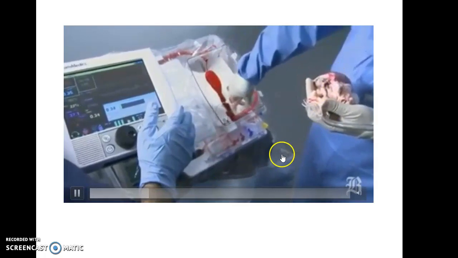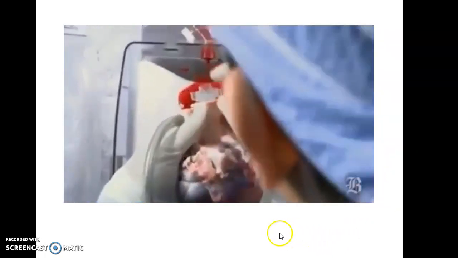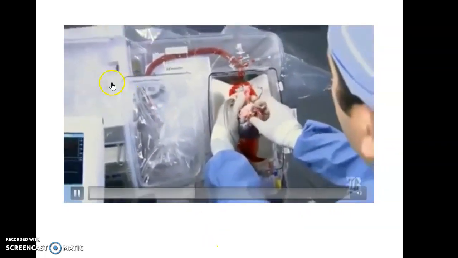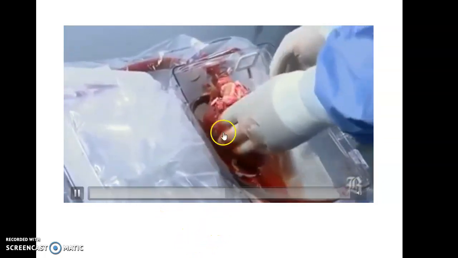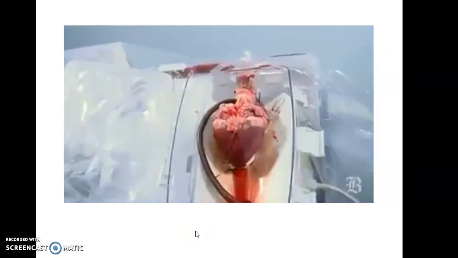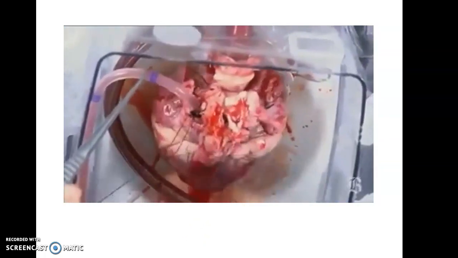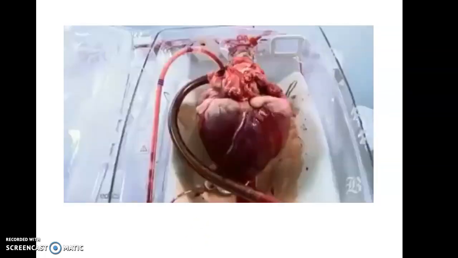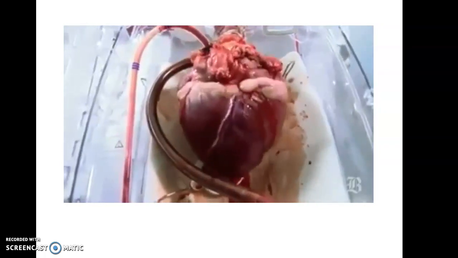So here's the human heart for transplant. Here is a specialized machine for transporting the heart with blood being piped through it. And as you can see, as soon as blood enters the atria, that is the stimulus causing the heart to beat. No brain is needed at all to get a beating heart. Pretty amazing.